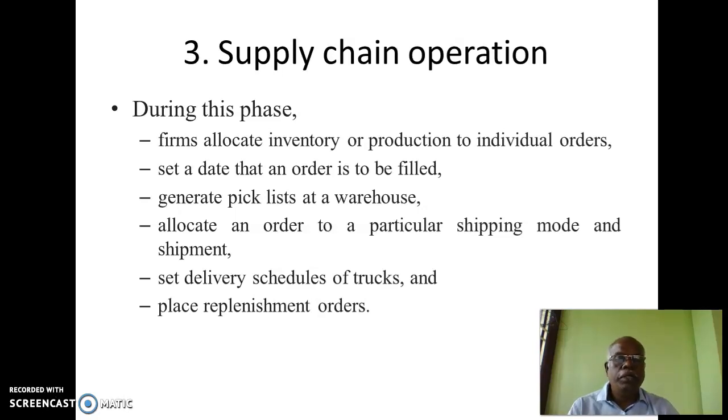Allocate an order to a particular shipping mode and shipment. So how we are going to transport the products to different places, accordingly we have to allocate the order. Set delivery schedules of trucks. So for trucks, we have to plan the delivery schedules, that is when it has to leave the company or manufacturing place or warehouse, or when it has to deliver the product at particular places. And finally, place replenishment orders. So that is filling the stock, when you have to fill the racks in different department stores or shops or whatever it is.